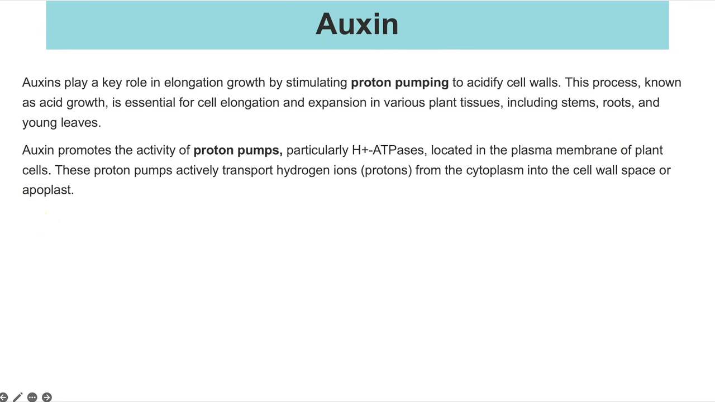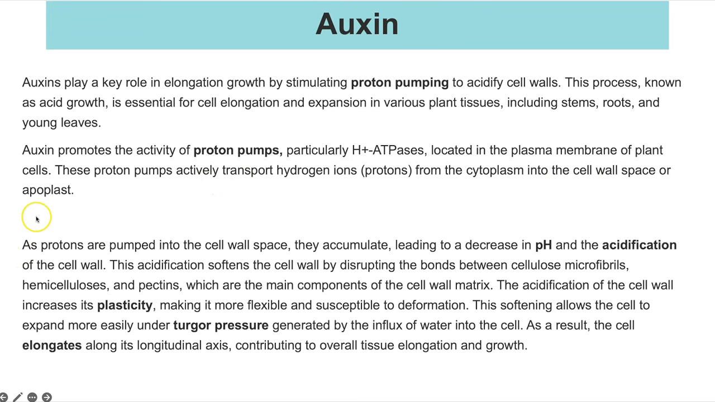These proton pumps actively transport hydrogen ions, which are protons, from the cytoplasm into the cell wall space or apoplast. And as protons are pumped into the cell wall space, they accumulate, leading to a decrease in pH, which is the acidification of the cell wall. This acidification softens the cell wall by disrupting the bonds between cellulose microfibrils, hemicelluloses, and pectins, which are the main components of the cell wall matrix.